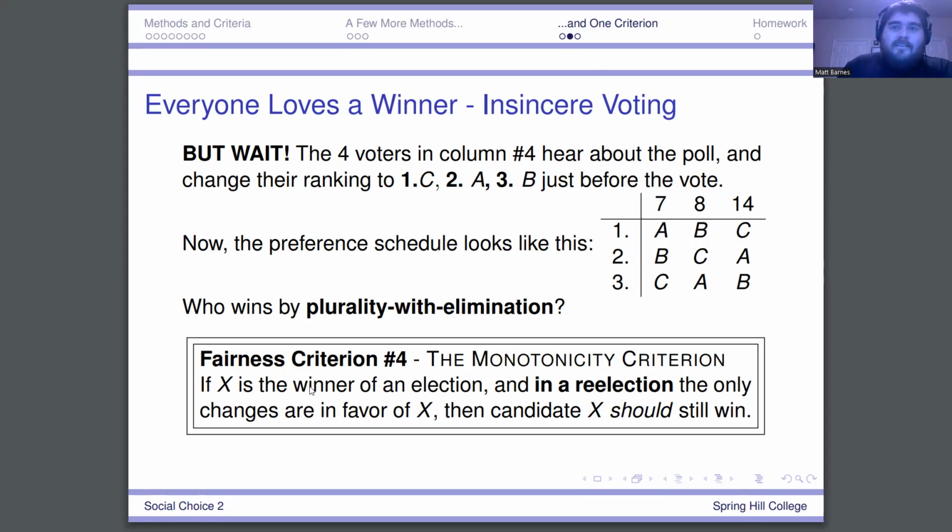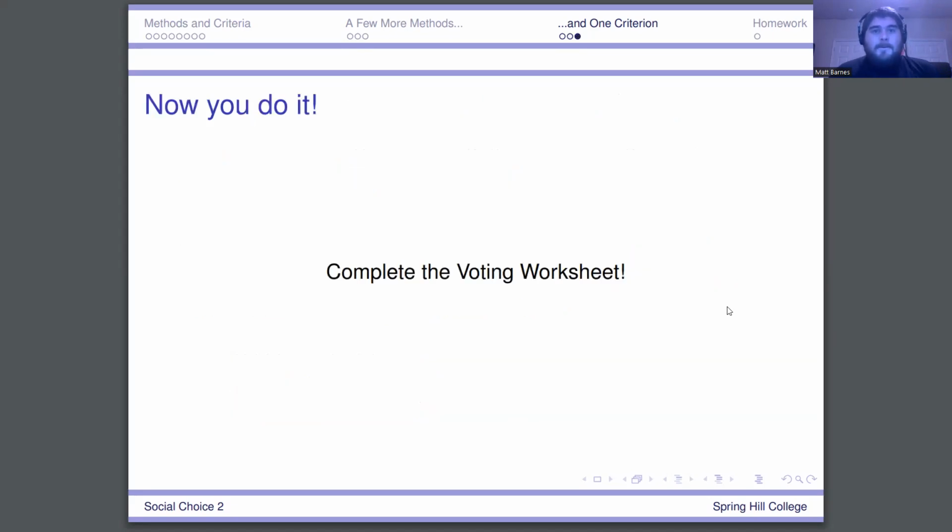So this is a fairness criterion that says if you have a winner of an election and in a re-election, the only changes that happen are in favor of that candidate, then they should still win, right? We started with an election. Calgary won. We did it again, but the only changes were in favor of Calgary. More people picked it first, and then somehow Calgary ended up losing. So we call this the monotonicity criterion. So this is our fourth fairness criterion here.